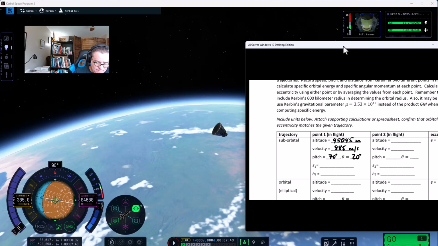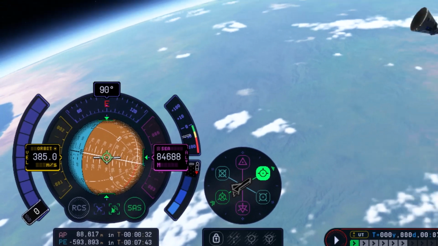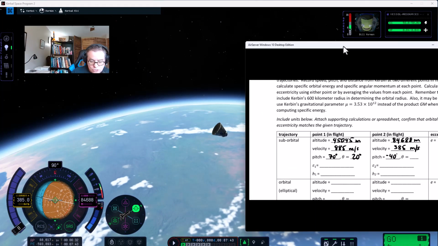So at this second point, I have an altitude of 84,688 meters with a velocity of 385 meters per second. And I'll say that pitch is about negative 40 degrees. So if we do 90 minus negative 40, that's 90 plus 40, and so that makes it 130 degrees.